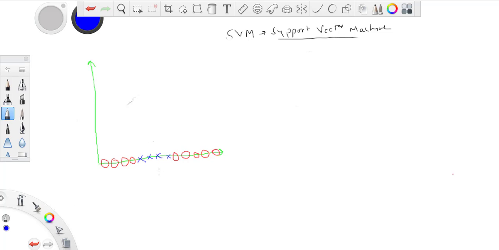Now let's say my data looks something like this. These red circles represent people who are cured, and these crosses represent when people were not cured, right? So in this case I do not have any plane, hyperplane or line which can divide my data, right? So this brings us to something known as support vector machines.